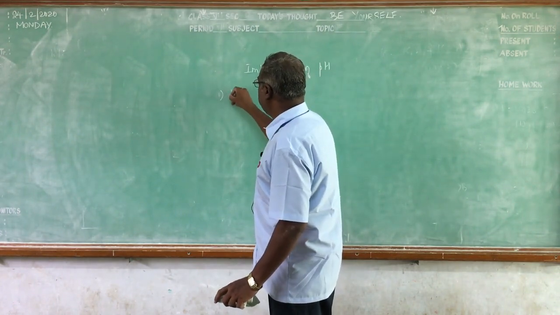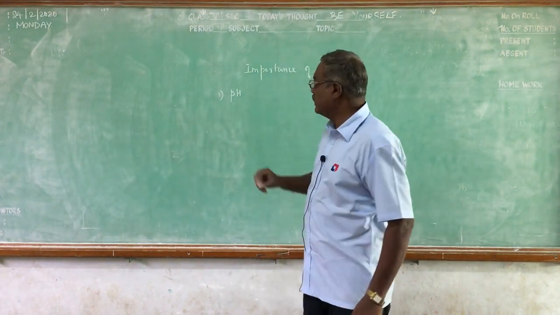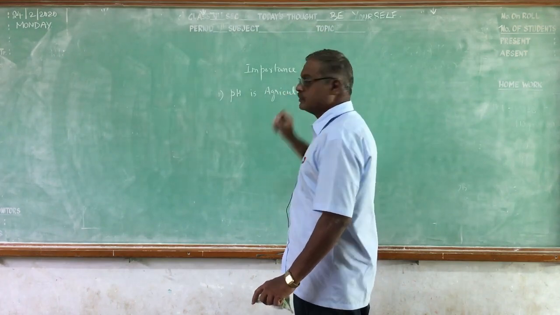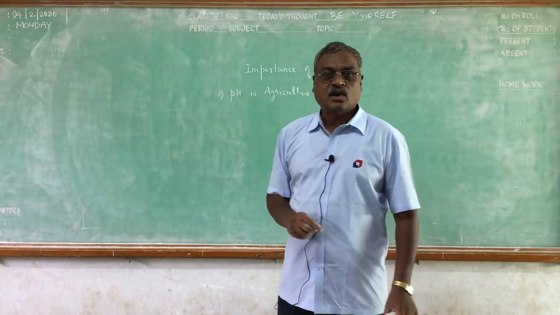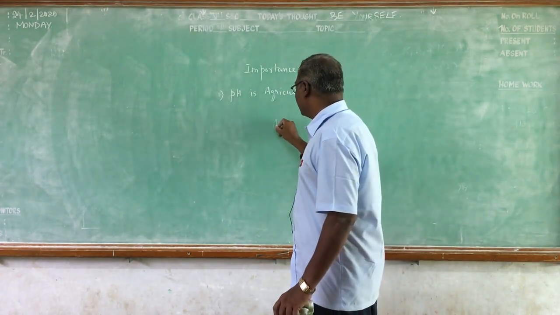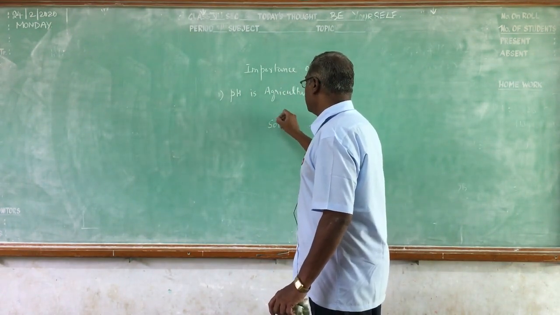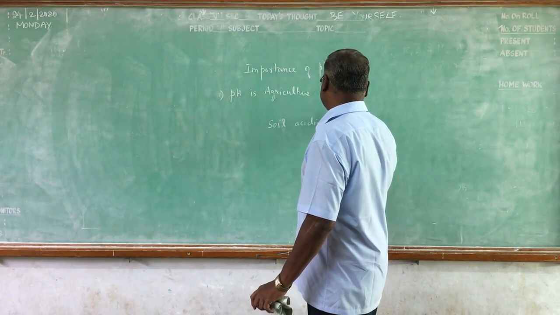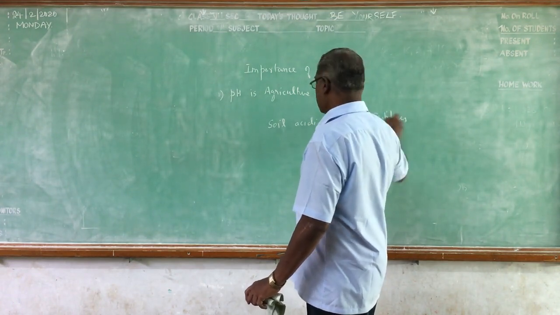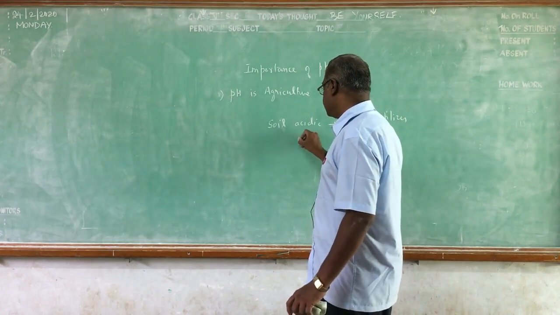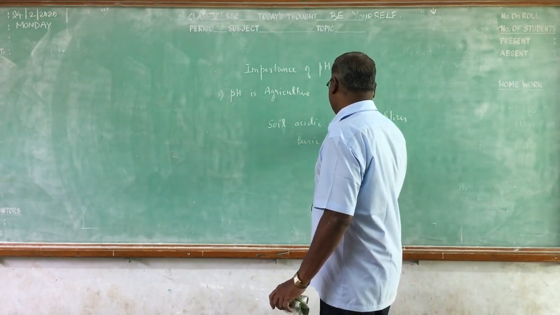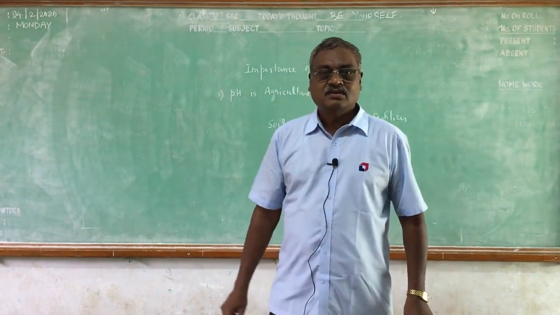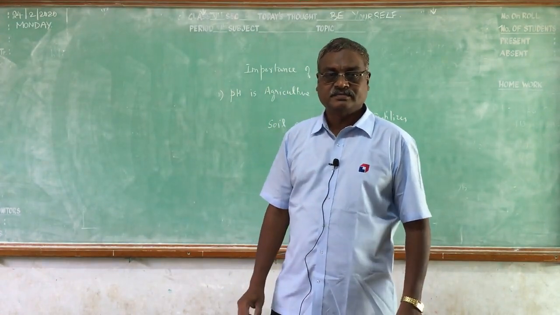First one, pH takes a major role in agriculture. They will test the soil. If the soil is acidic, then we have to put a basic fertilizer. If the soil is basic, then we have to put an acidic fertilizer. Then only the plant will grow nicely. So pH takes a major role in agriculture.